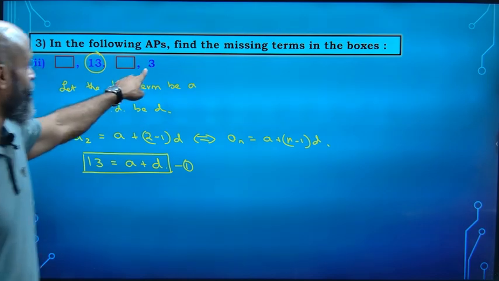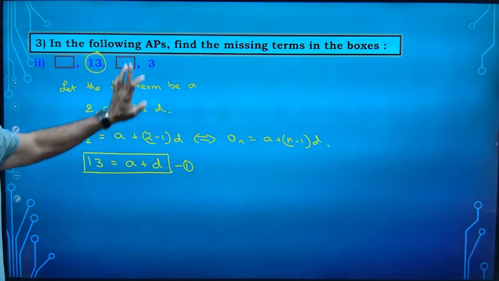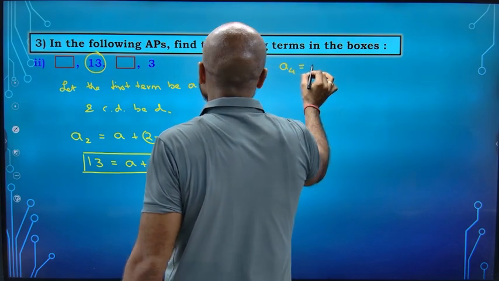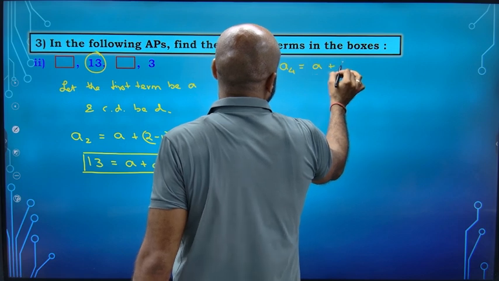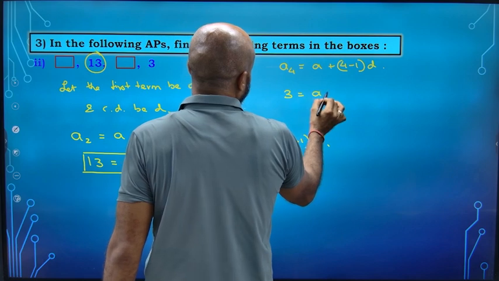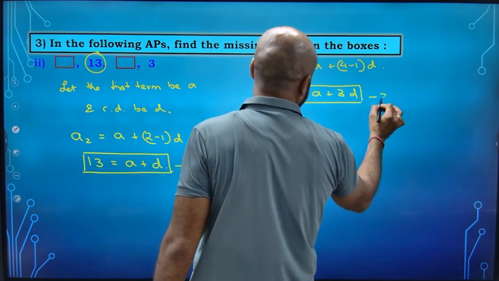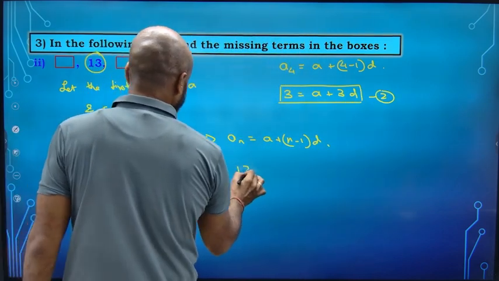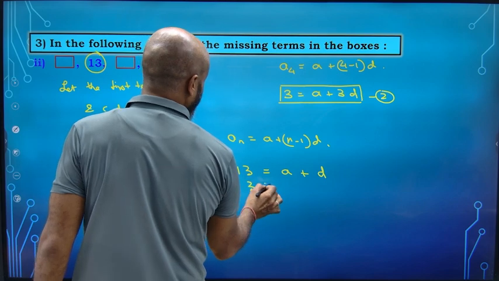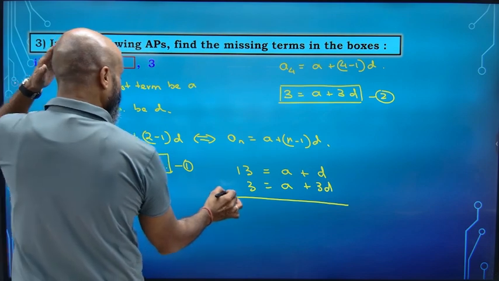Now we come to first term, second term, third term not known, fourth term. So fourth term is 3. That is A4 is equal to A plus 4 minus 1 into D. So A4 value is 3, A plus 3D. So this is your second equation. Let's write these two terms here. 13 is equal to A plus D, and 3 is equal to A plus 3D.